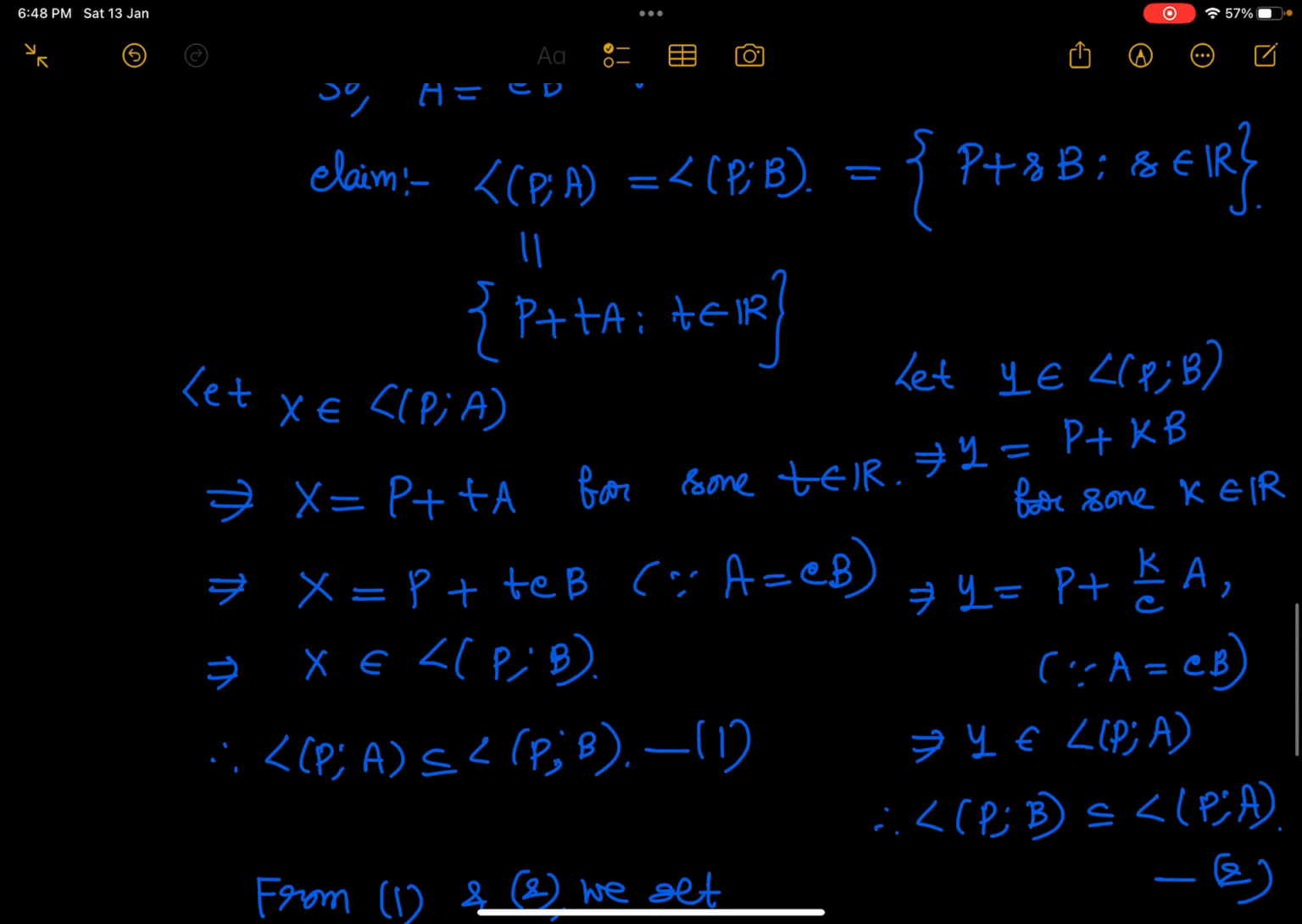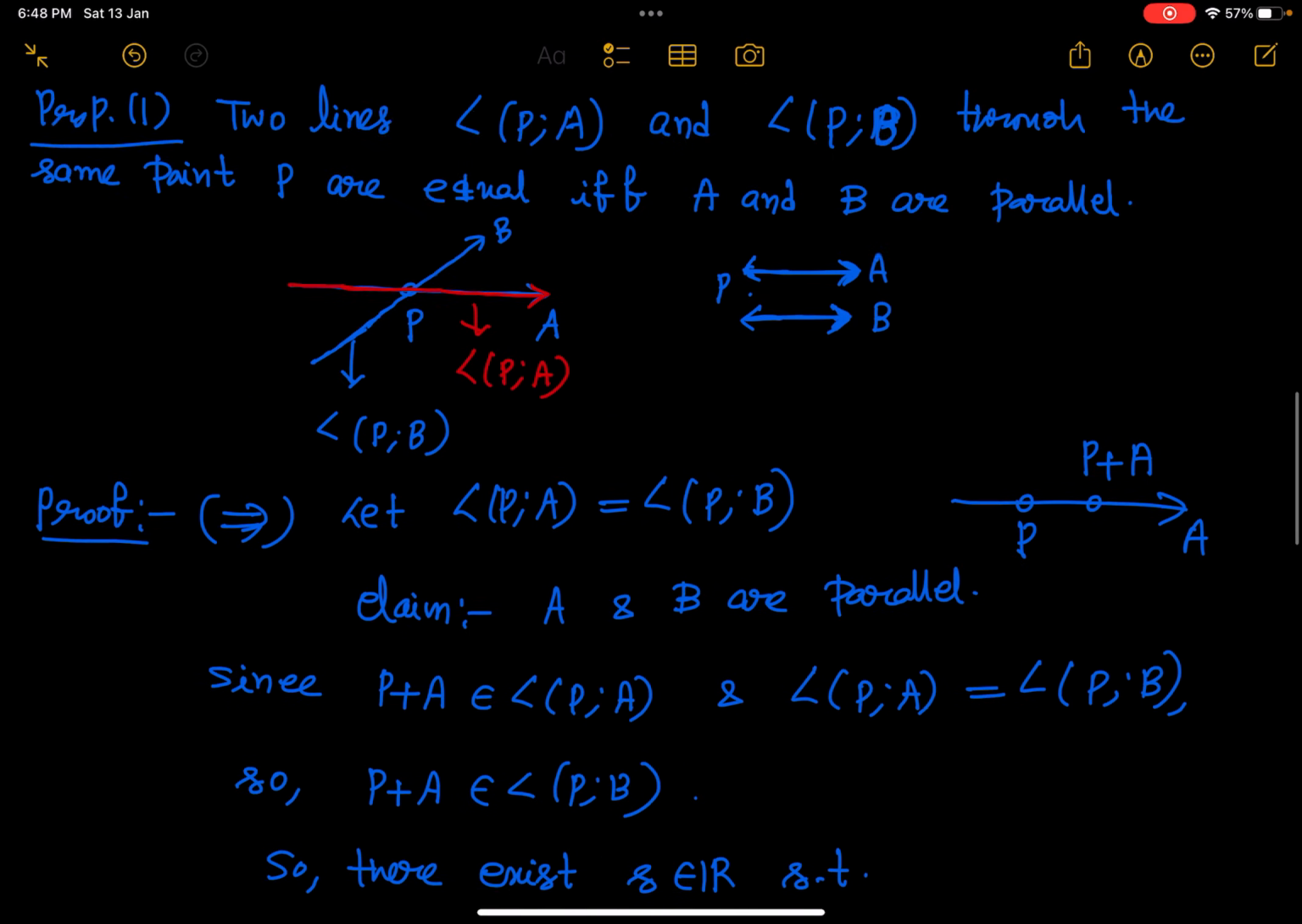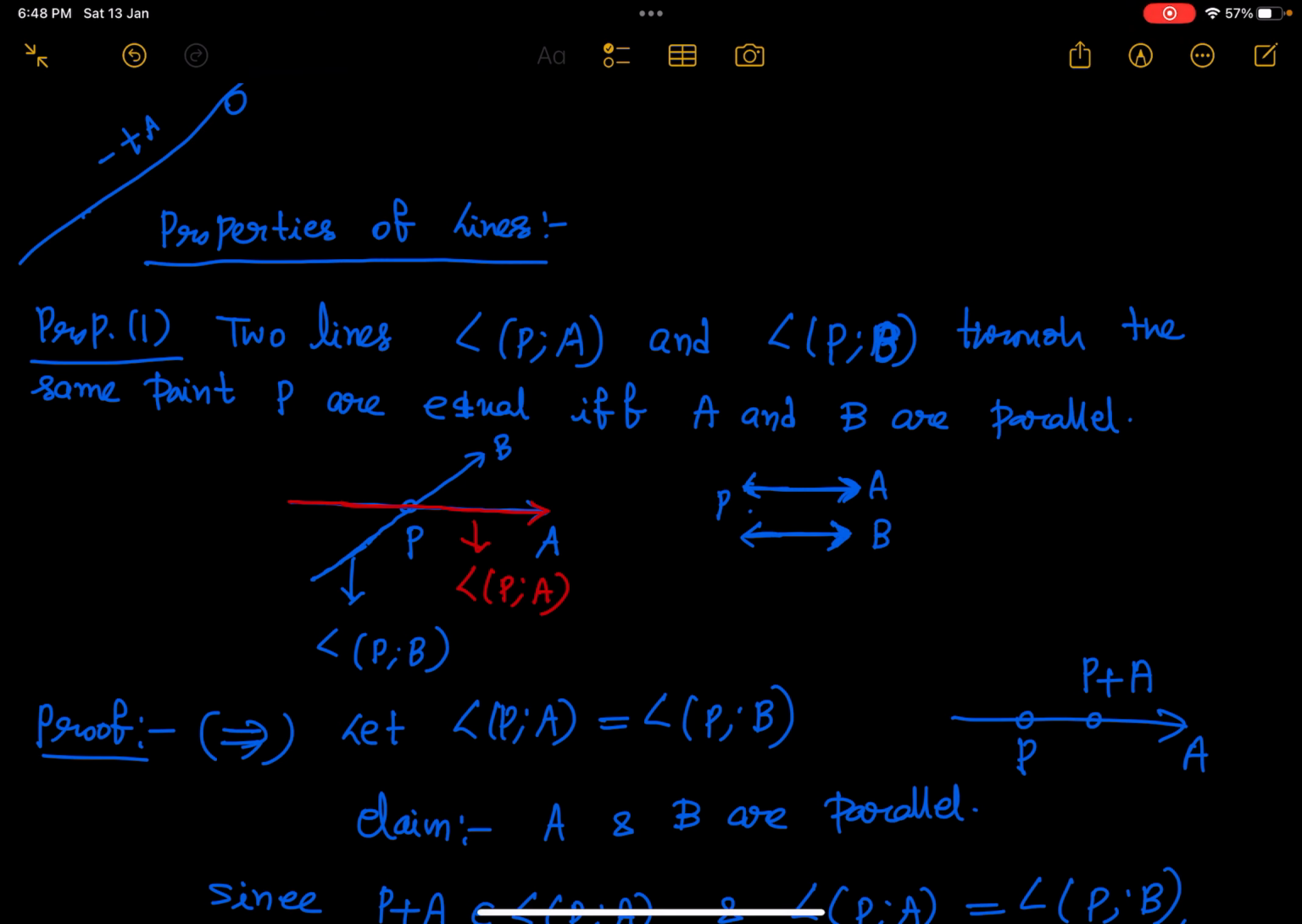So this is the analytic proof of this fact. What we proved is that we had two lines passing through the same point with directions A and B, maybe different or the same, we don't know, but we have given a sufficient condition for the equality of such two lines: they will be equal if and only if the direction vectors are parallel.